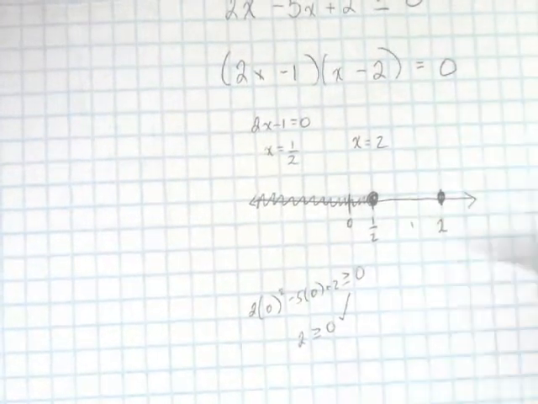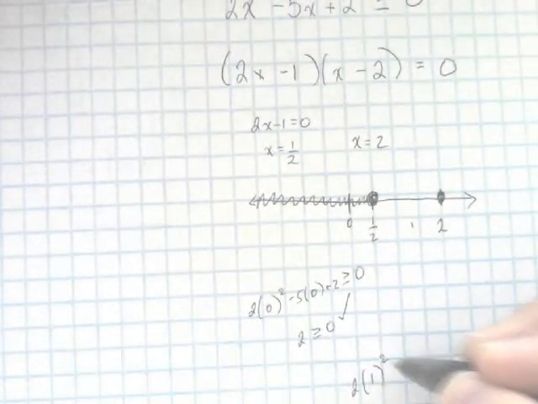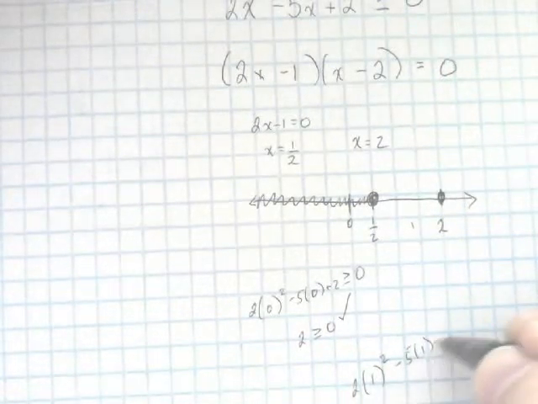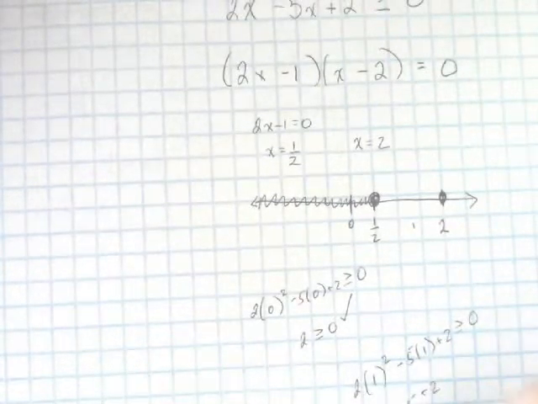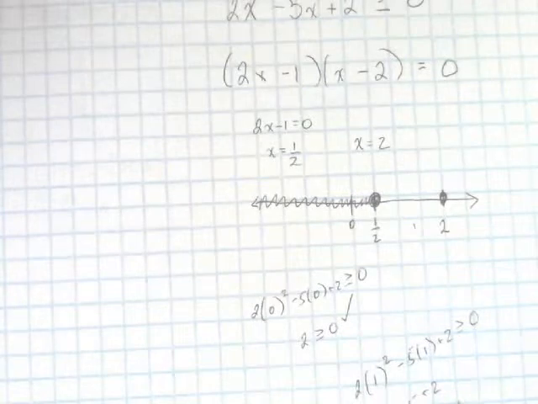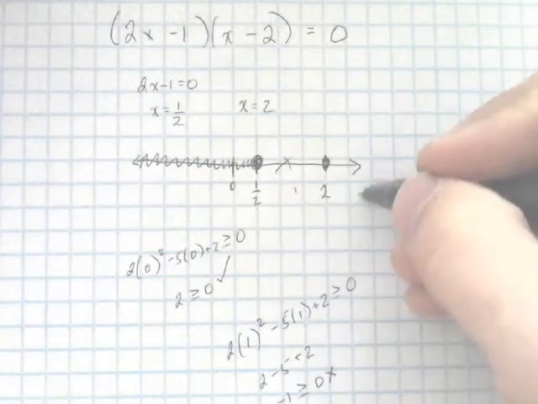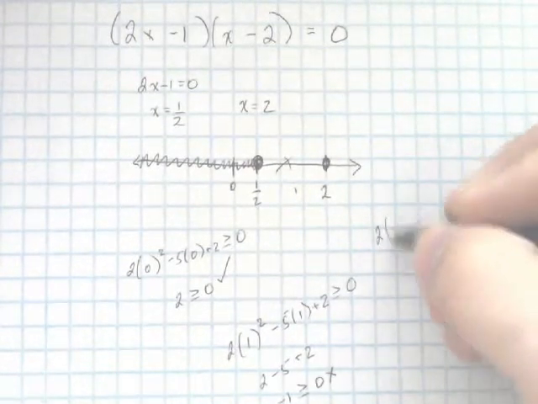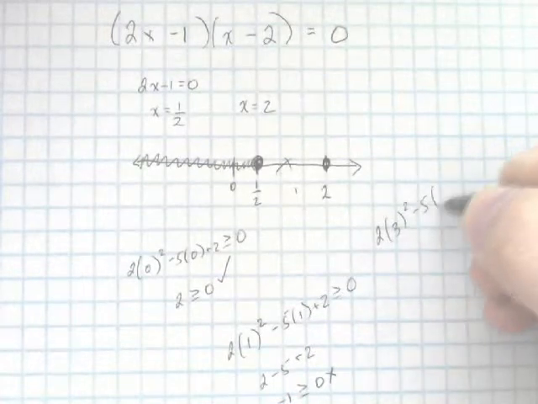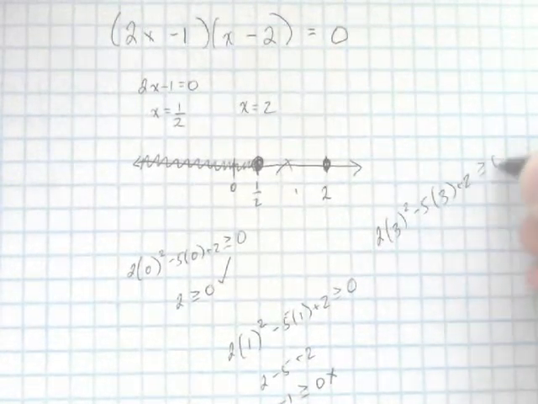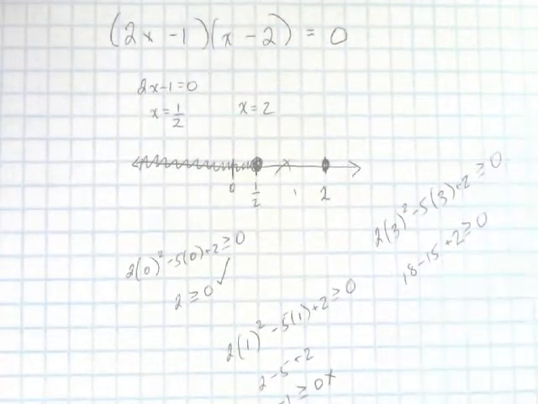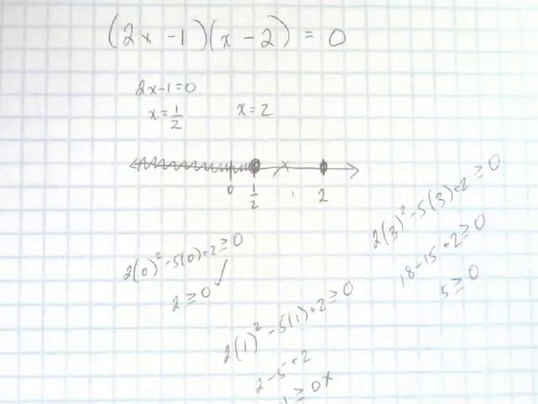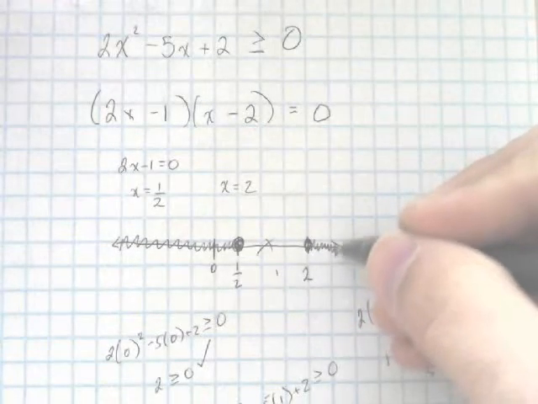Let's check 1. So 2 times 1 squared minus 5 times 1 plus 2 is greater than or equal to 0. 2 minus 5 plus 2. Negative 1 is not greater than or equal to 0, so I cannot shade there. And let's try 3. So 2 times 3 squared minus 5 times 3 plus 2. 18 minus 15 plus 2. So that's 5, which is greater than or equal to 0, so I can shade there.